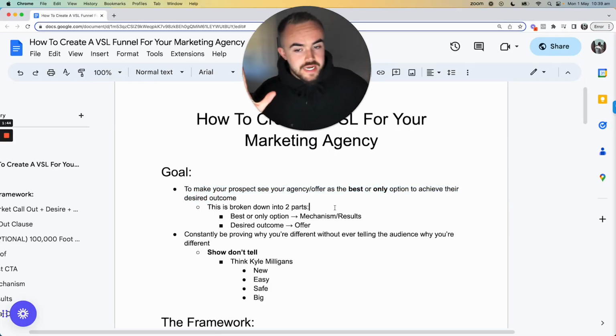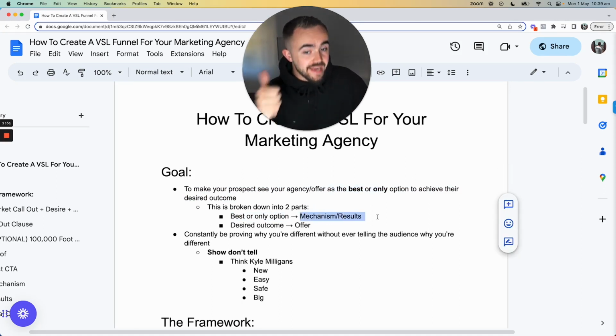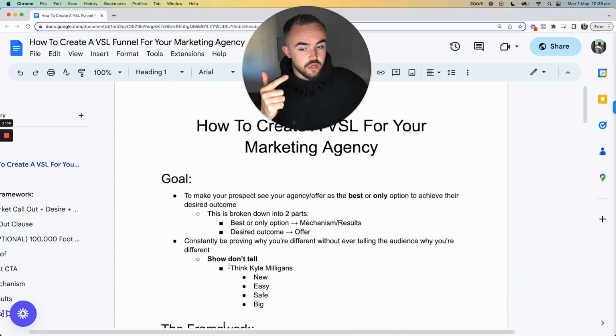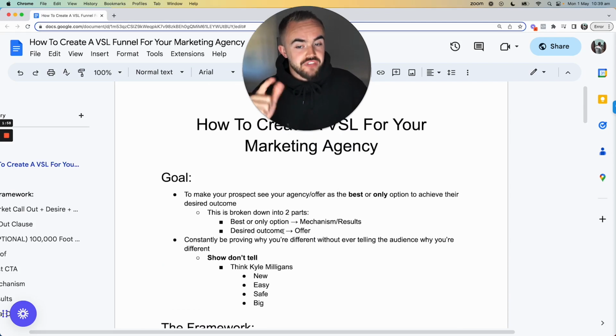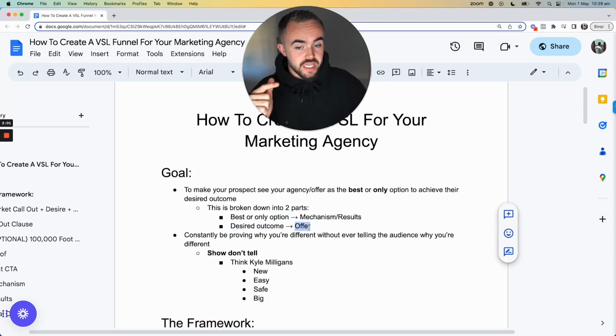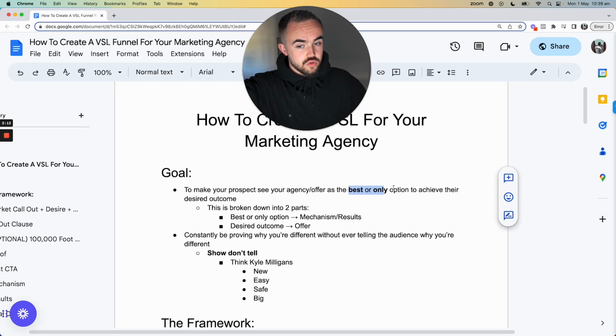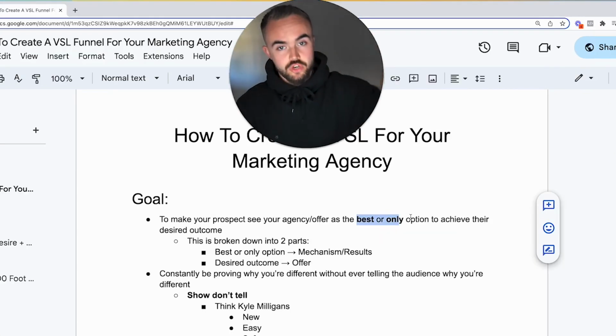That's it. This is broken down into really two parts, okay? You've got the best or only option side of it, so to see your agency as the best or only option. Now that is achieved through your mechanism and your result. That'll become more clear in a minute when I go through the framework, okay? And then you also have the desired outcome part of this, which is achieved again through your offer. So again, the goal of the VSL is for your prospect to see your offer as the best or the only option. You achieve that through the mechanism and the results to achieve that desired outcome. So that's really what your offer needs to speak to, okay?